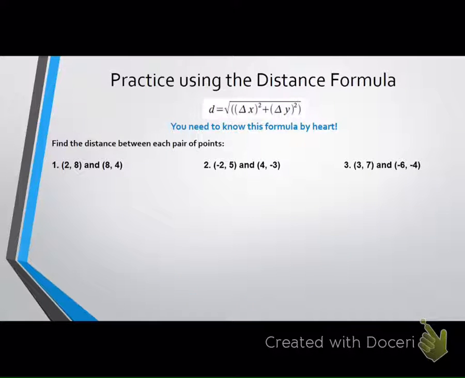Okay, so practice using the distance formula. You need to know this formula by heart, meaning it's not going to be given to you on a test. Do you understand that? Everybody got it? Okay. So find the distance between these pairs. I'm going to do example 2 with you guys right now, okay? And then I'm going to have you guys try to do example 3 on your own. So we're going to do example 2. I skip examples all the time. Don't have a panic attack. It's just I prefer doing certain examples.